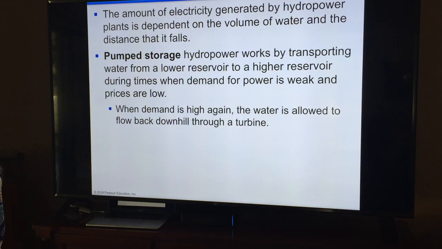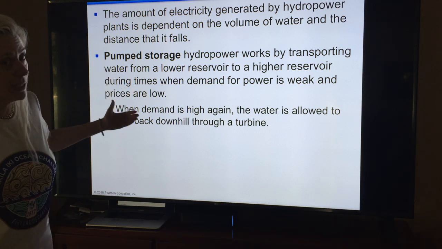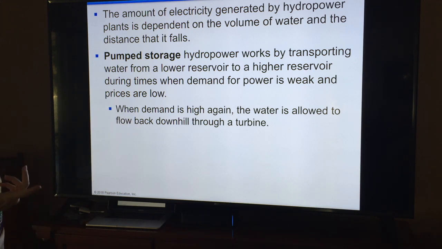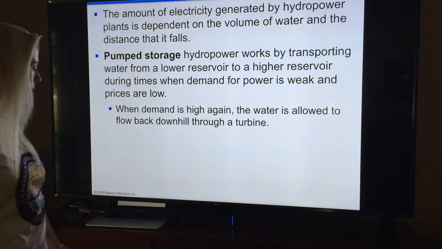The amount of electricity generated by a hydropower plant depends on the volume of water and the distance that it falls. So you have pumped storage. Hydropower works by transporting water from a lower reservoir to a higher one during times when demand for power is weak and prices are low. But once again, if you're pumping it, you're using energy to begin with. So when demand is high again, the water is allowed to flow back downhill through a turbine.